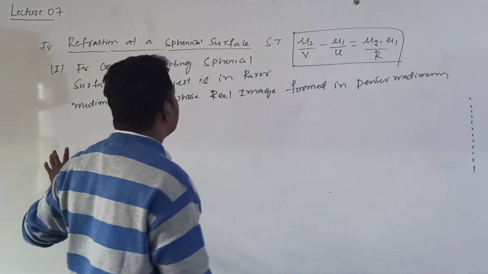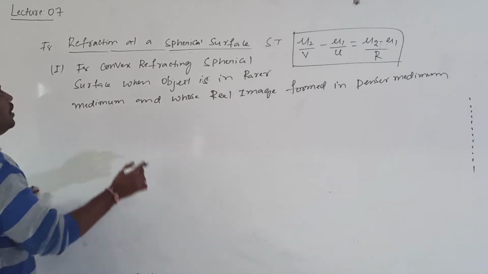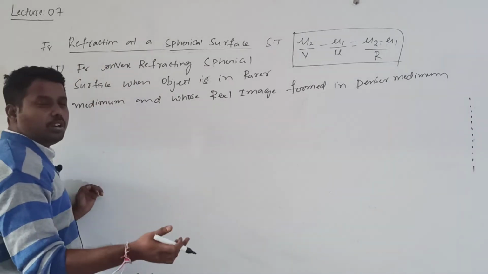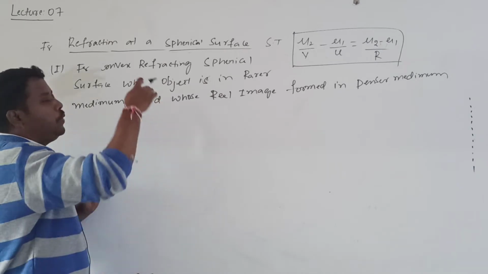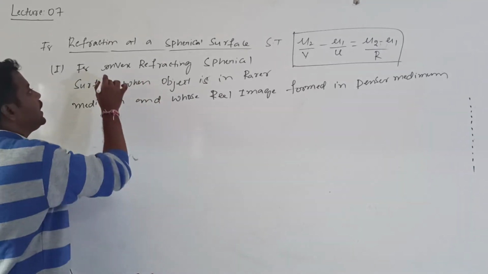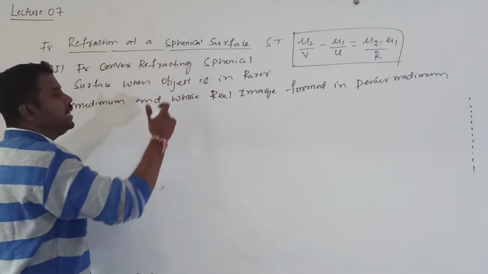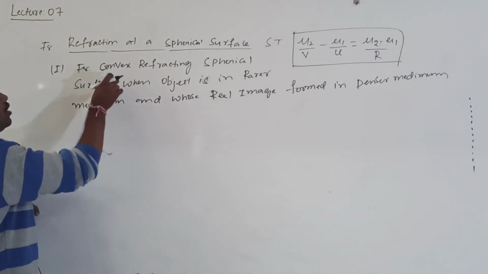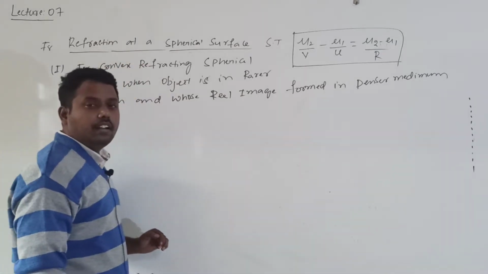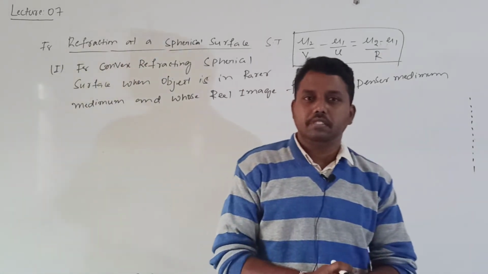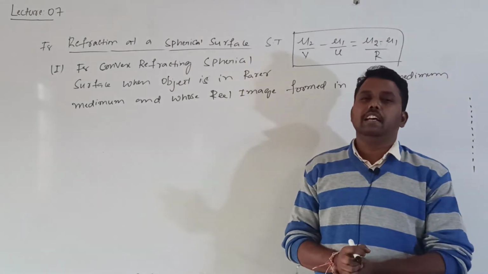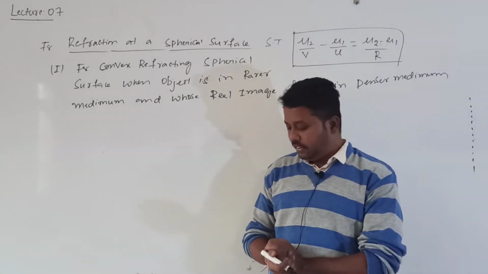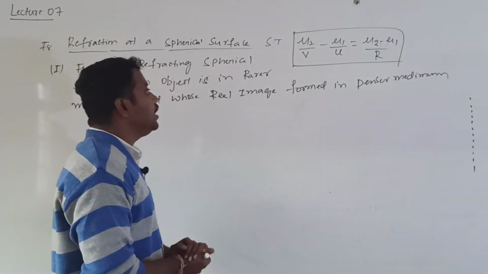This derivation can be also derived for concave refracting surface and a real object and virtual image. We can also derive convex refracting surface, a real object and a virtual image. But now the case is I am considering the convex refracting surface and real object to real image. Okay? In textbook also they have given two, but any one method is enough.